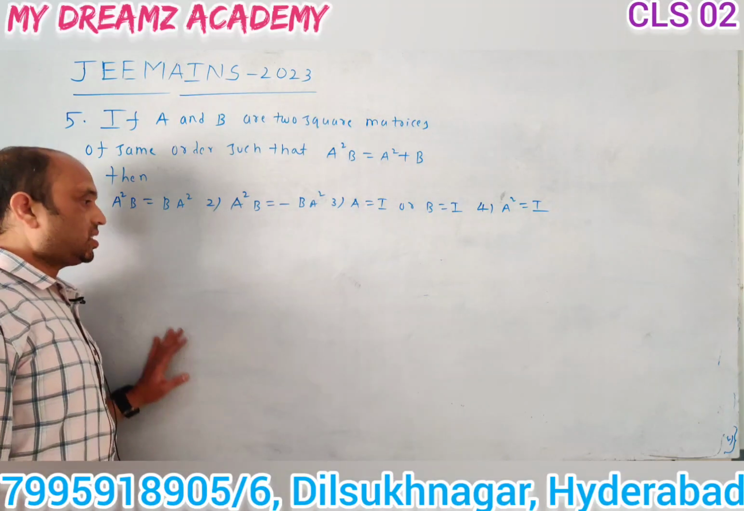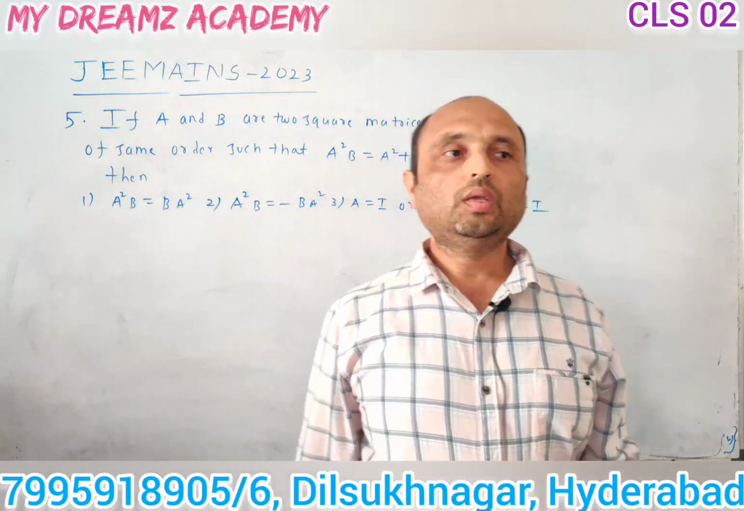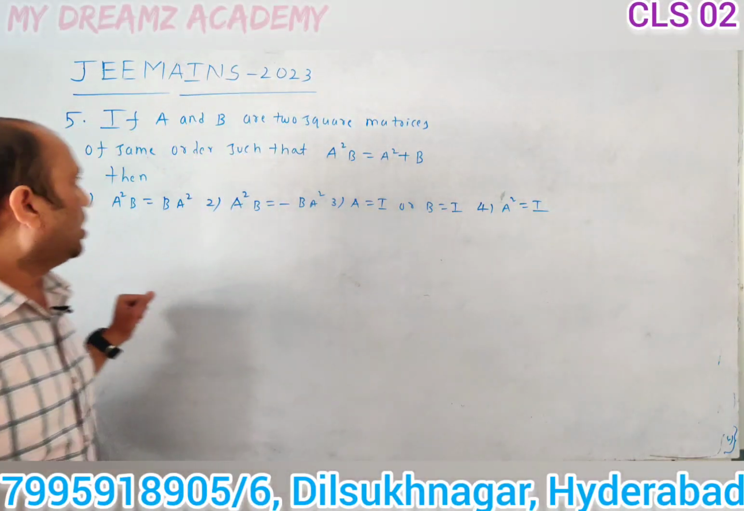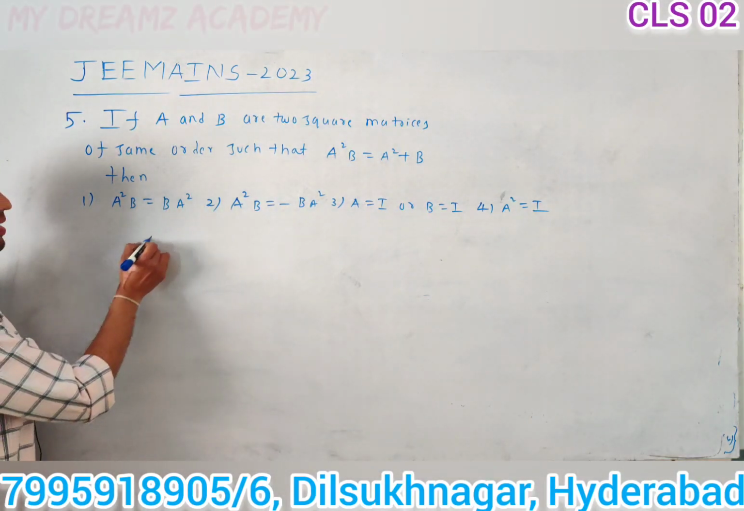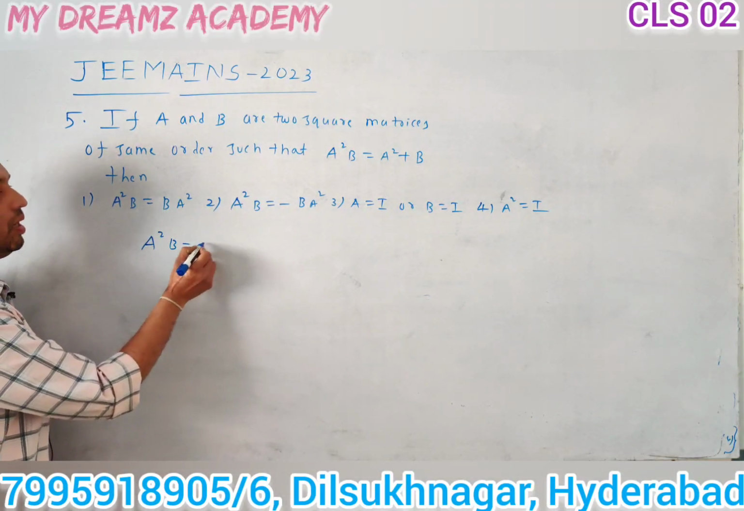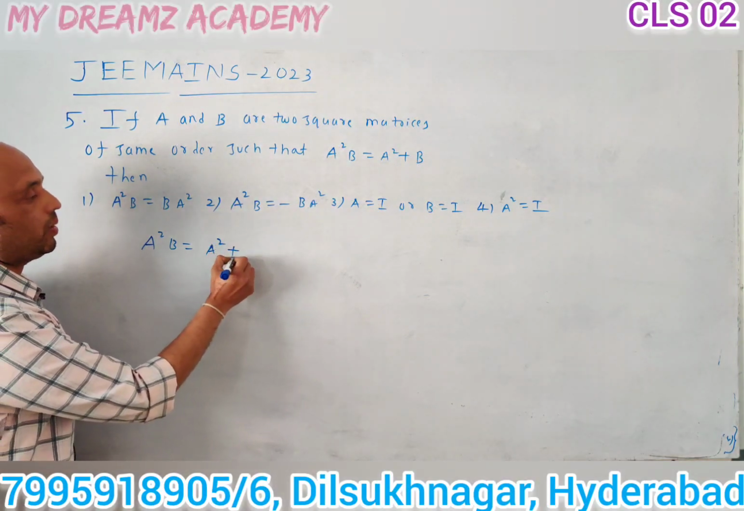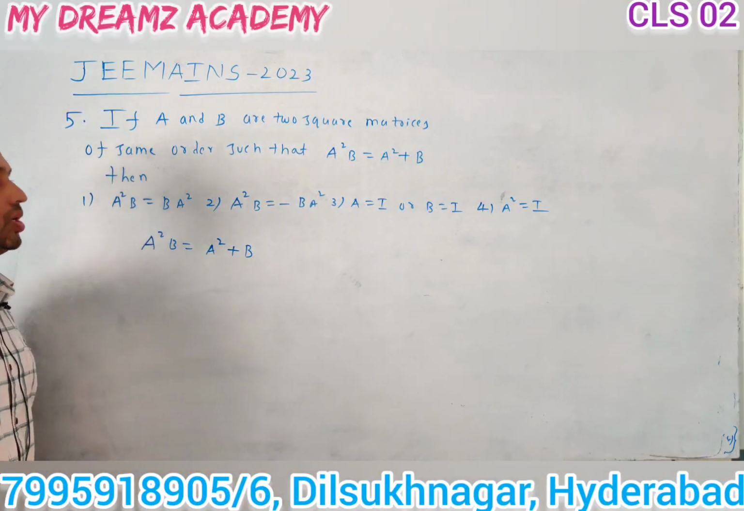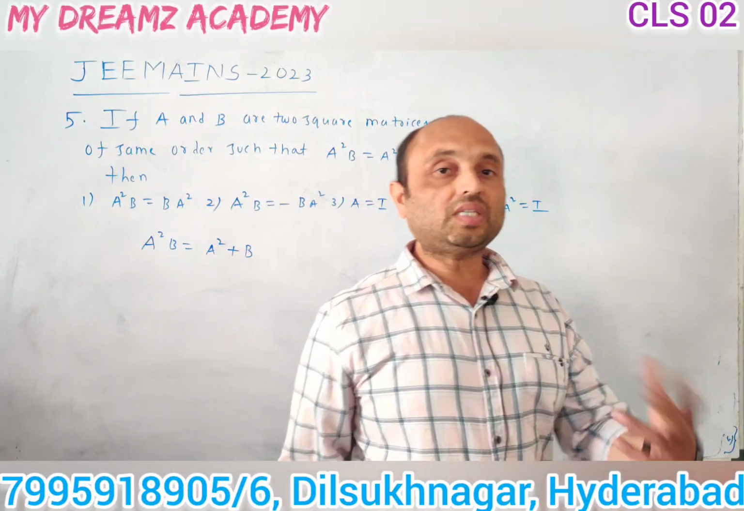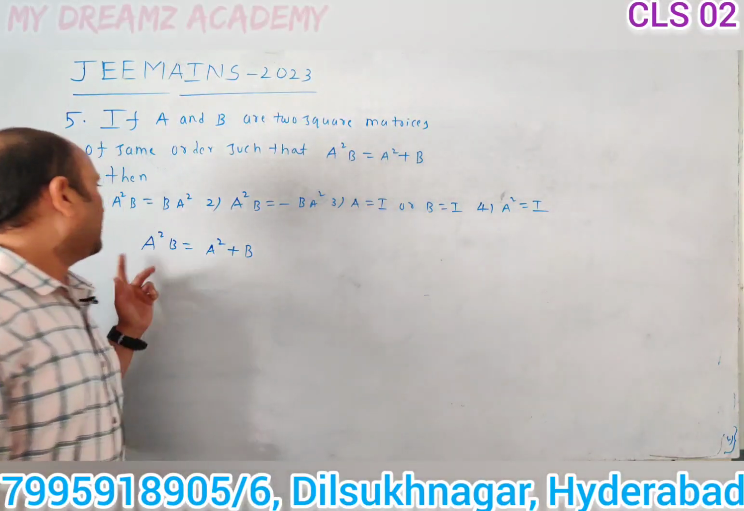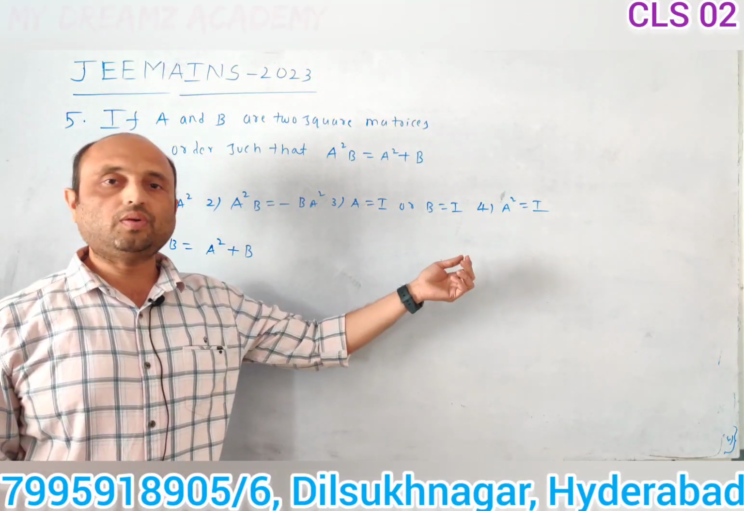These types of questions we will also discuss in the classroom. If A and B are two square matrices of the same order, A square B is equal to A square plus B. This is the given condition. By using this condition, just check which option is true: A equals I, B equals I, or A square equals I.